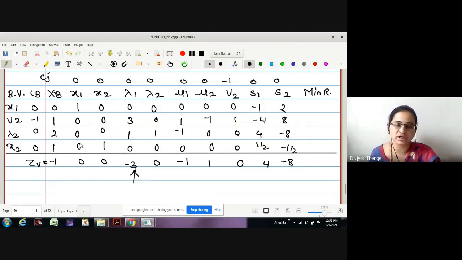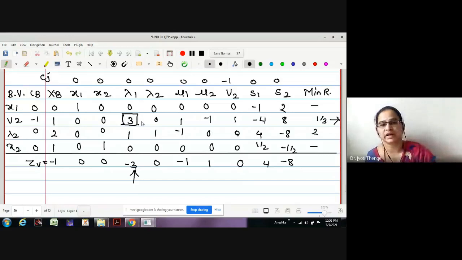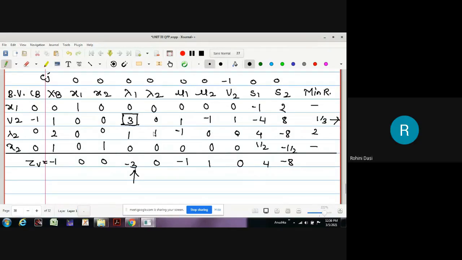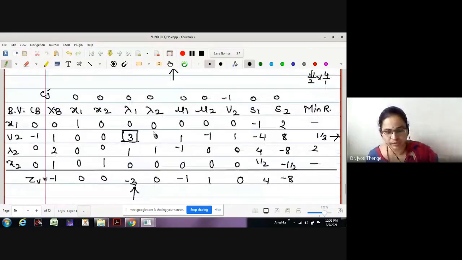Now lambda 1 is the most negative after S2. Therefore, this will be my incoming. Now, how to find out the minimum outgoing vector? Minimum ratio. First, to enter, we have to draw XB upon lambda 1. 1 by 3 and 2. Yes, we got it. Finally, this artificial is going out. Correct? Yes, ma'am. Now, let us do the row operations.